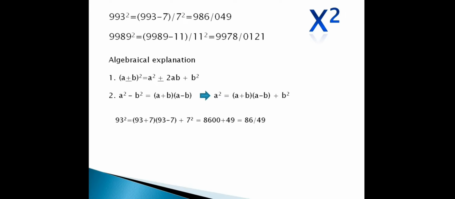How? Let us see with an example. Now we are doing 93 square. So what will we do? We will take b as 7, and we will do 93 plus 7 and 93 minus 7. Now, the wonderful part of this is that 93 plus 7 will always become 100. And whenever we apply this a square minus b square formula, out of a plus b or a minus b, at least one will give you the whole number, that is, the 100 form. Okay, so that gives you 8600 plus 49.